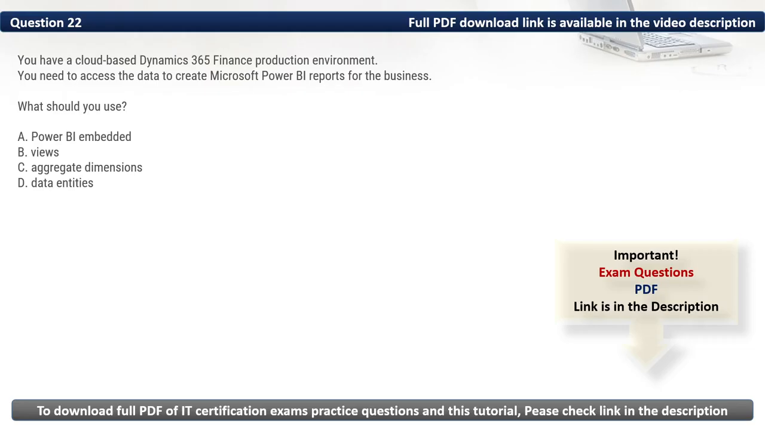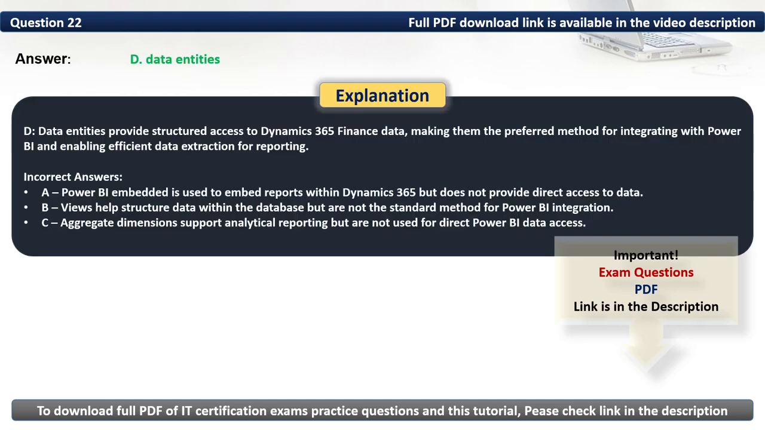Then we have B, views. Views help structure data within the database but are not the standard method for Power BI integration. Then we have C, aggregate dimensions. Aggregate dimensions support analytical reporting but are not used for direct Power BI data access. As such, we should use data entities. Thus, the correct option is D.